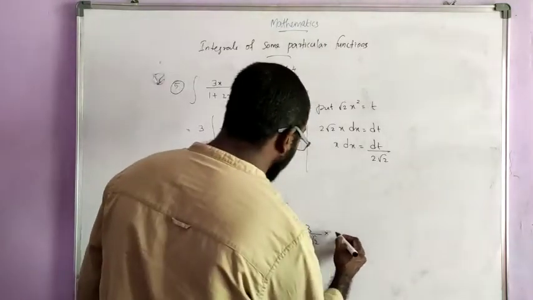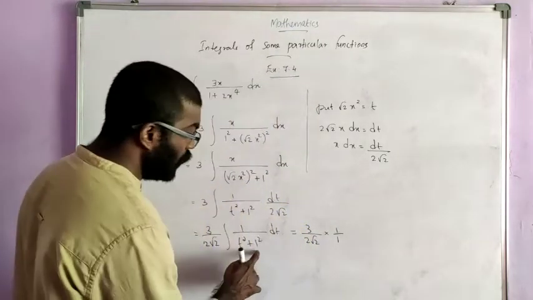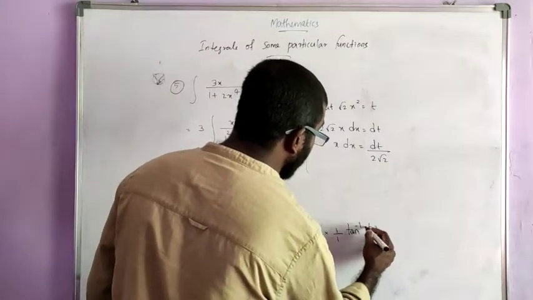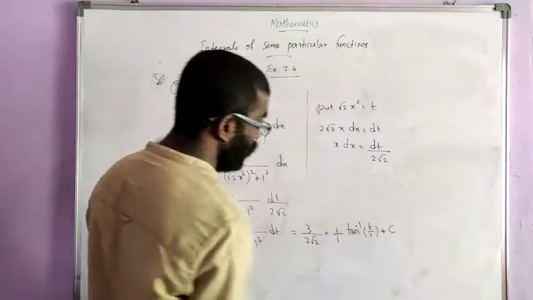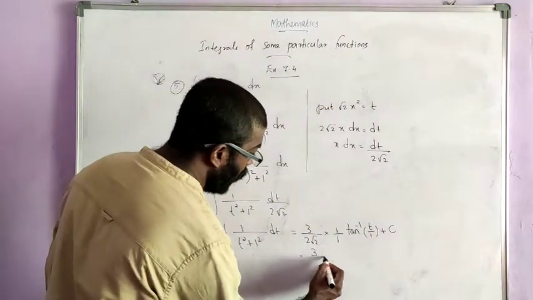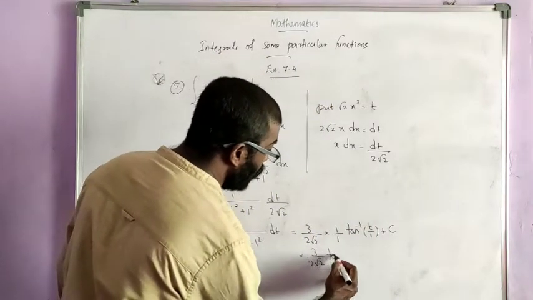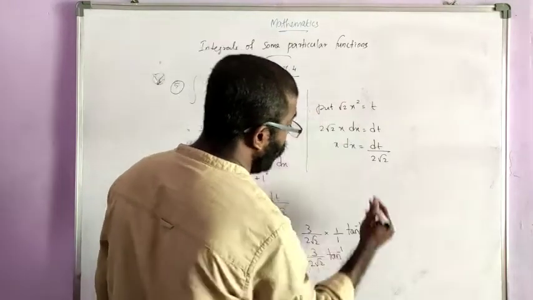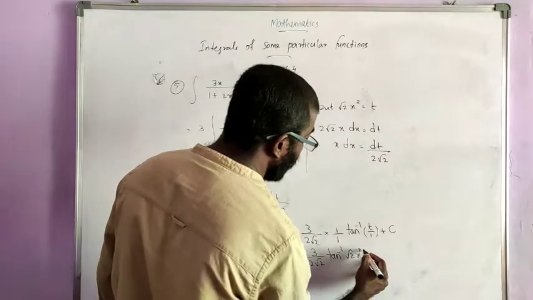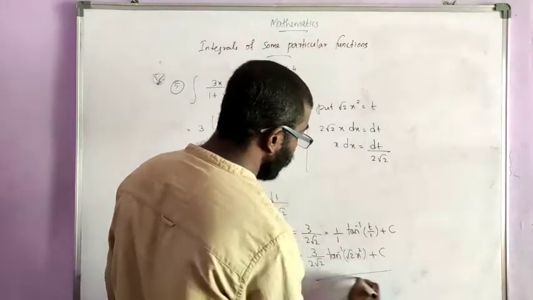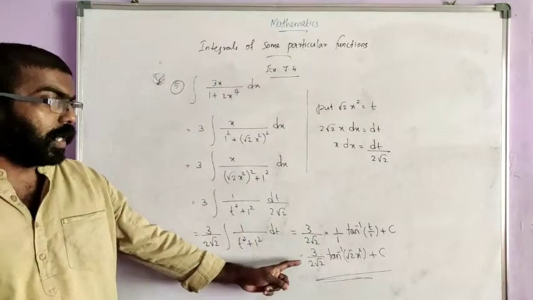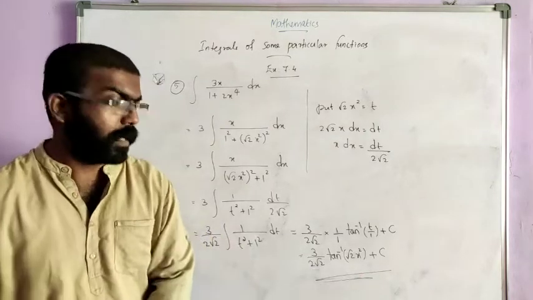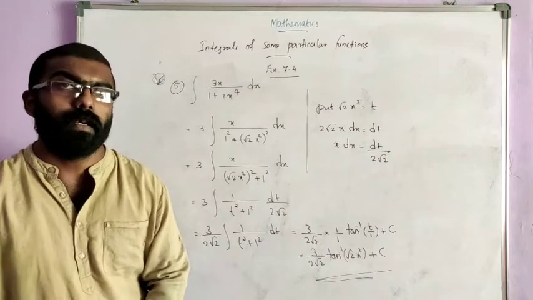So here 1 by 1, a value is 1. Tan inverse x by a, t by 1. Then plus integrating constant c. Or we can write 3 by 2 root 2 tan inverse t. T value is what? Root 2 x square. Then plus c. So our final answer is 3 by 2 root 2 tan inverse root 2 x square plus c. Understood?